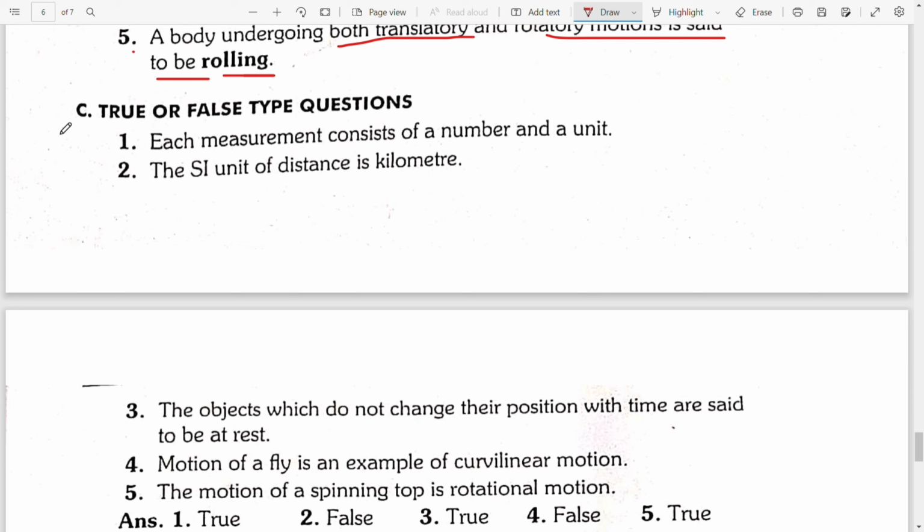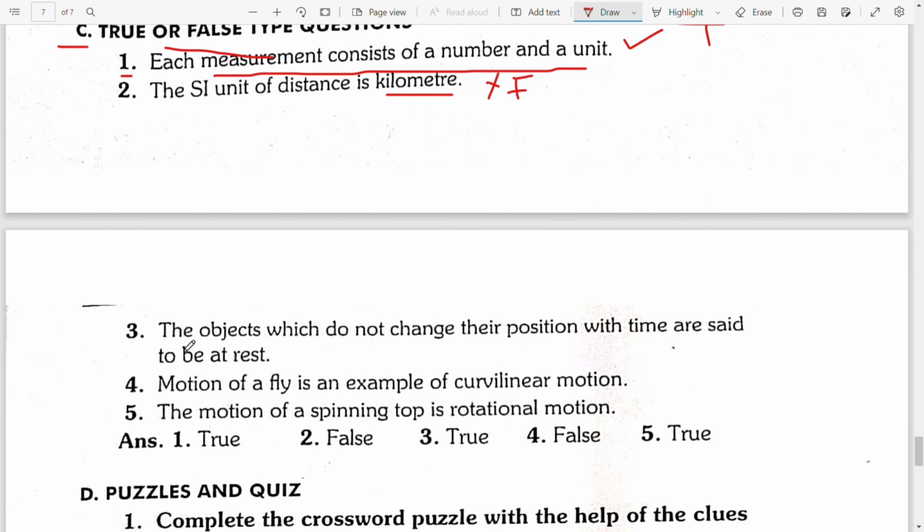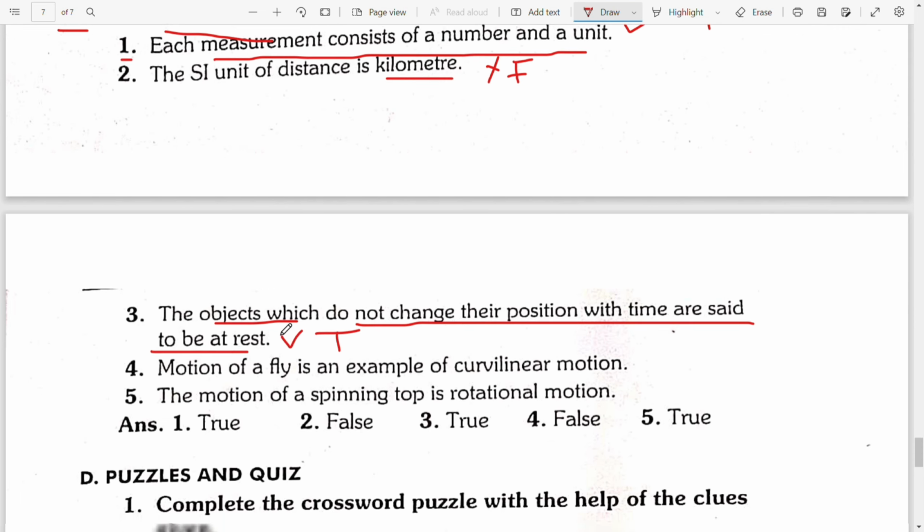Question number C. True or false type question. First, each measurement consists of a number and a unit. It is true. You can write T. The SI unit of distance is kilometer. This is wrong. The SI unit of distance is meter. So this is false. Question number third. The objects which do not change their position with time are said to be at rest. Yes, this is true. So you can write T.